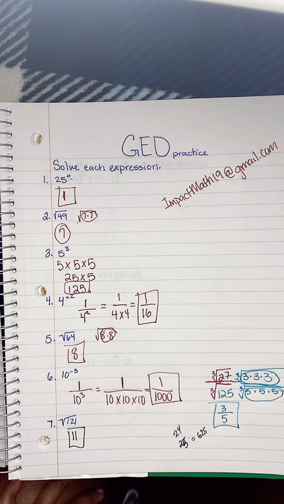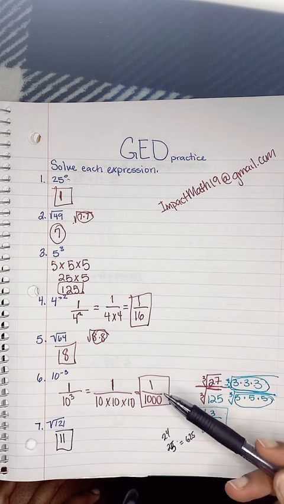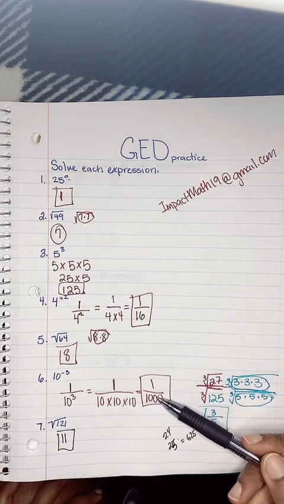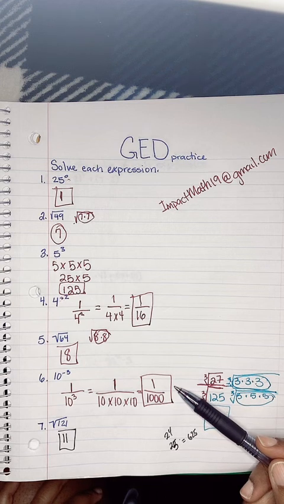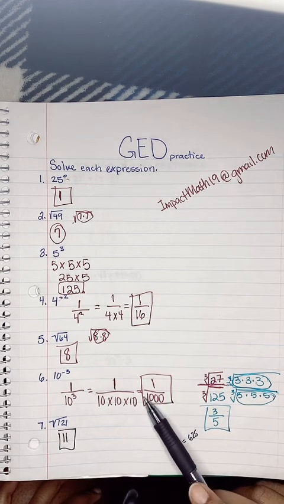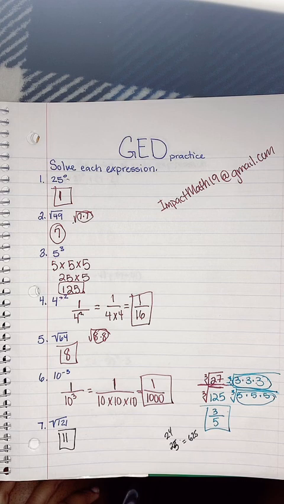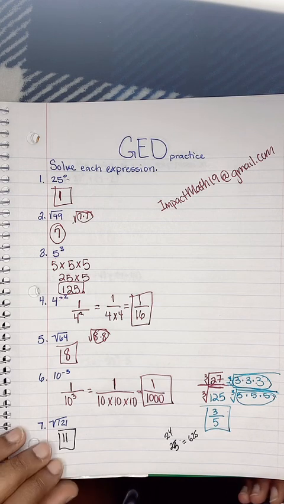Brittany said, can you write 1,000? For this one, no, because 1 over 1,000 is not the same as 1,000. This is like chump change versus $1,000.